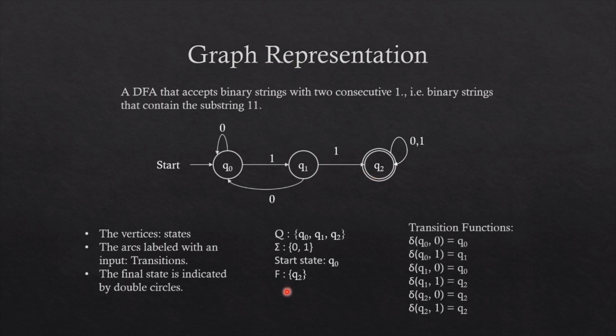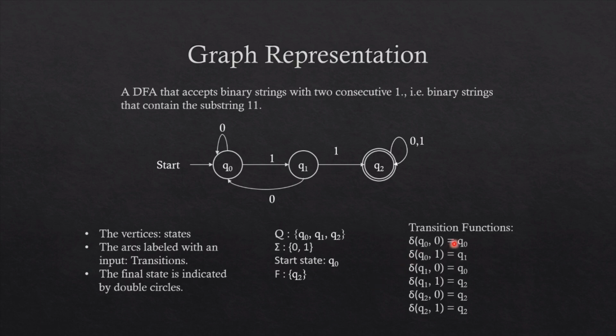The set Q for this automaton contains the states Q0, Q1, and Q2, because Q is the set of states. We're concerned with binary strings here, so the alphabet contains 0 and 1. The start state is Q0, and the set of final states, F, has only one element for this automaton, and that is Q2.